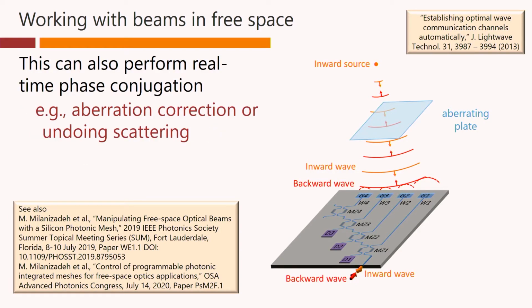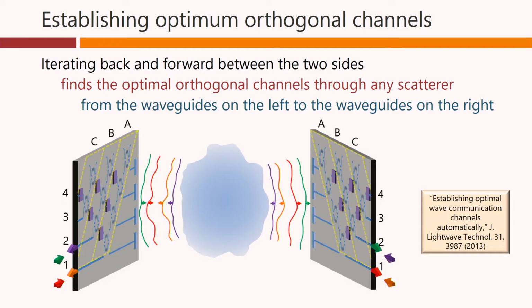This can also perform real-time phase conjugation, such as correcting aberration or undoing scattering. If we introduce an aberrating plate into the path, this system will automatically phase conjugate out the aberrations of that plate in both directions. If we were to have two of these systems looking at one another through some scatterer or medium, then we could iterate back and forward between the two sides to find the optimal orthogonal channels through any scatterer, from the waveguides on the left to the waveguides on the right. Note incidentally that there is always a set of orthogonal channels through any scatterer.